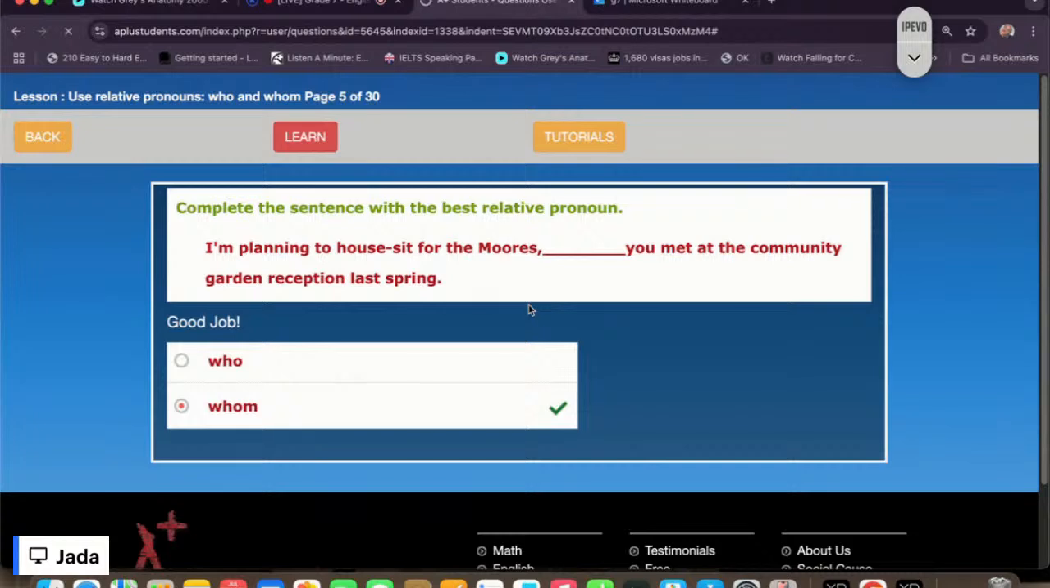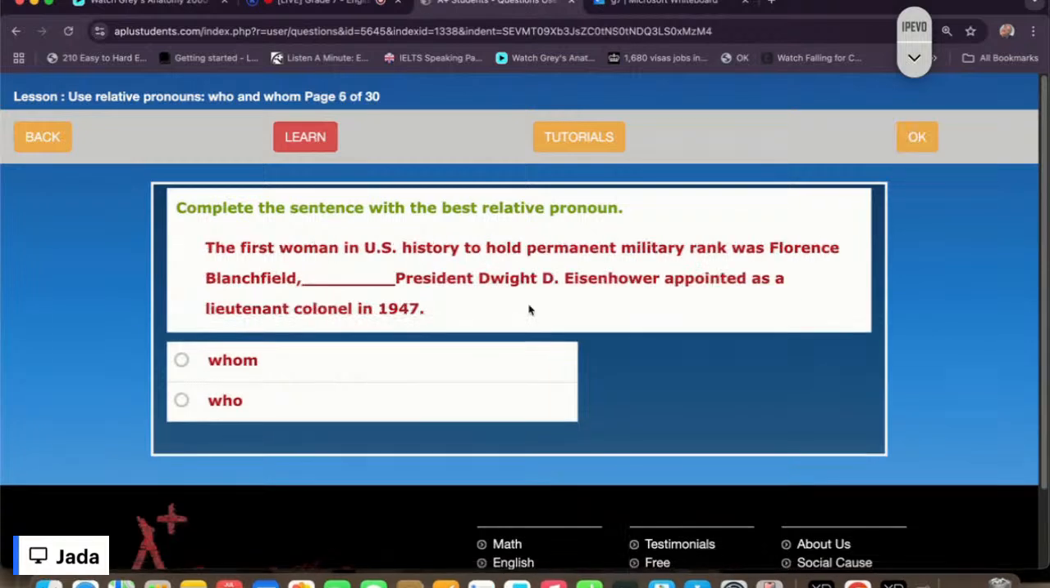All right, so we have whom. The first woman in US history to hold permanent military rank was Florence Blanchfield, whom President Dwight D. Eisenhower appointed as Lieutenant Colonel in 1947. Whom or who?